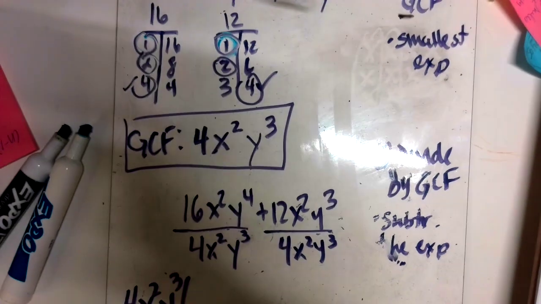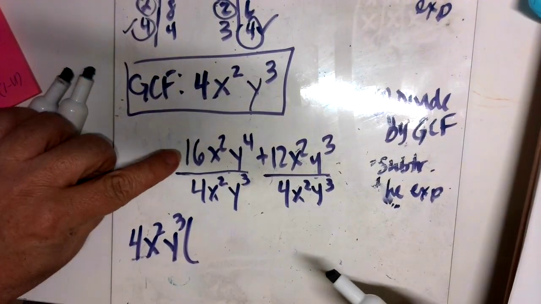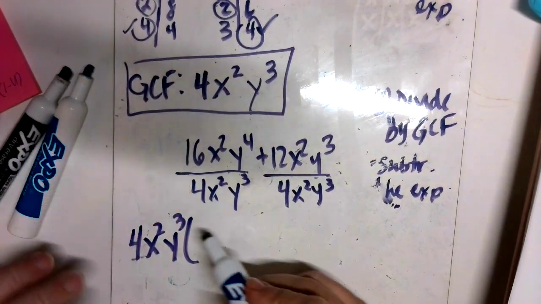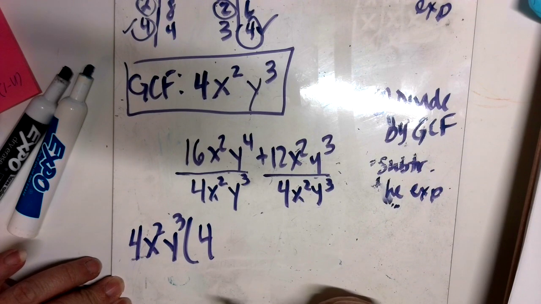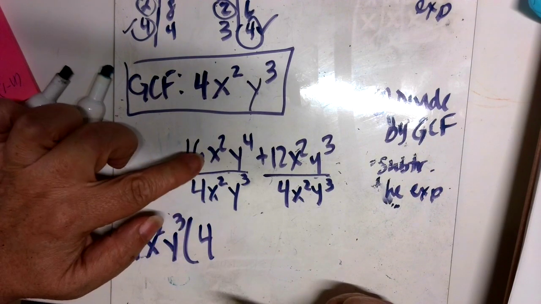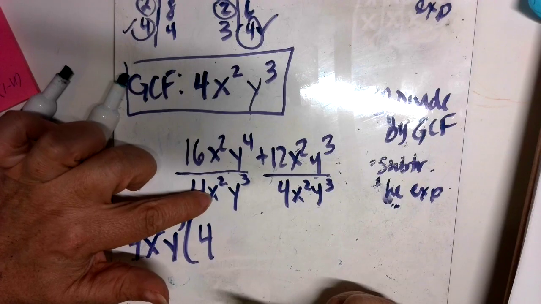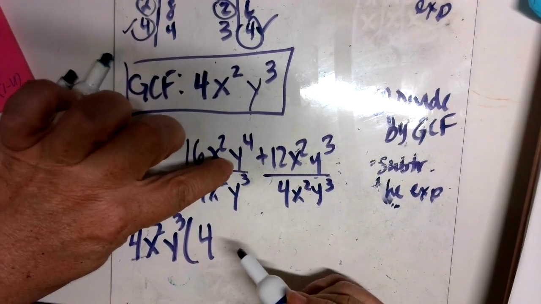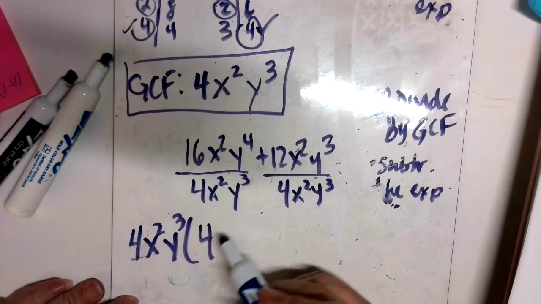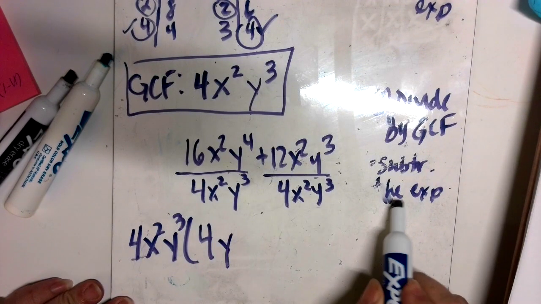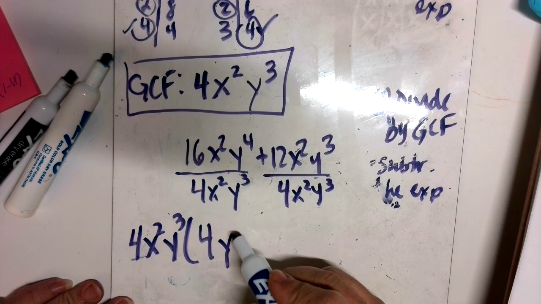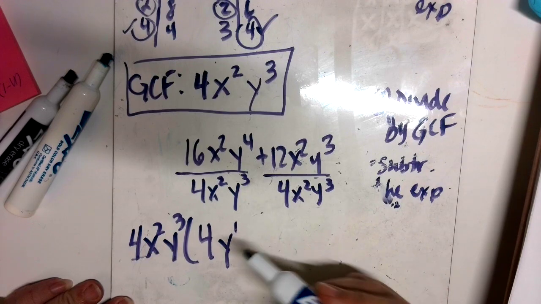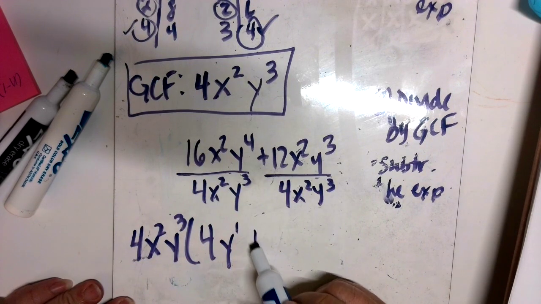Okay, now when I write my final factor, I put the GCF outside, and then I divide. First divide the numbers. 16 divided by 4 is 4. Then I look at the variables. X squared divided by x squared is 1, so we don't write anything. Y to the 4th divided by y to the 3rd. We subtract the exponents, so 4 minus 3 is 1. Okay, now we're done with that one.